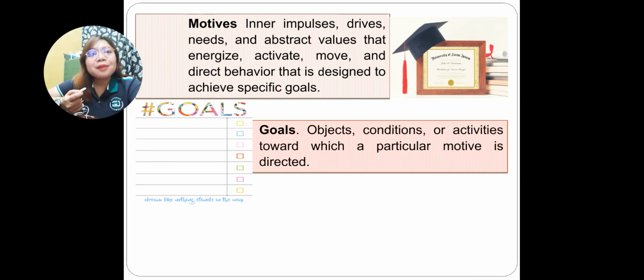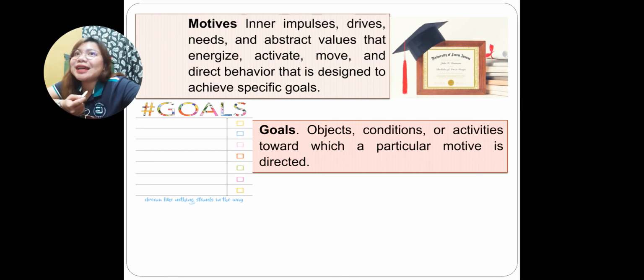Okay? Or do my activities. Okay? Or answer my quizzes. Answer my quizzes, check. Do my activities, check. Okay? Finish the midterm exam, check. Finish the final exam, check. Okay? Fourth year college or third year college, check. Tapos na. Fourth year college, check na. Okay, graduate. I was able to attain my goal. Okay? So these are object and condition and activities that directs us to our motive.